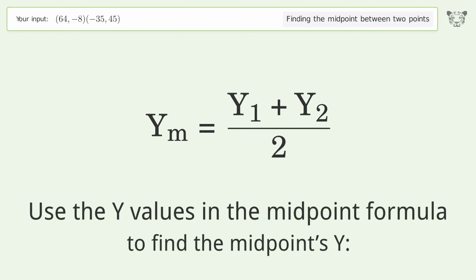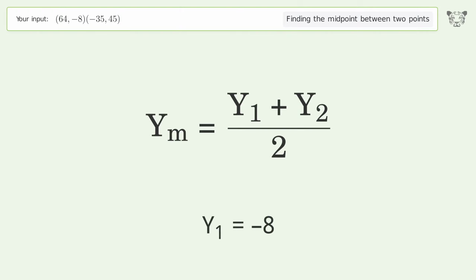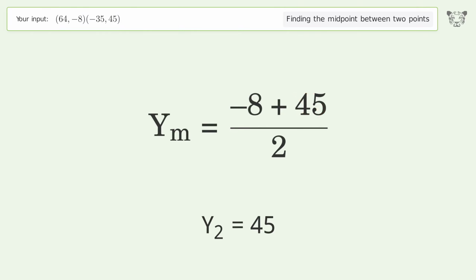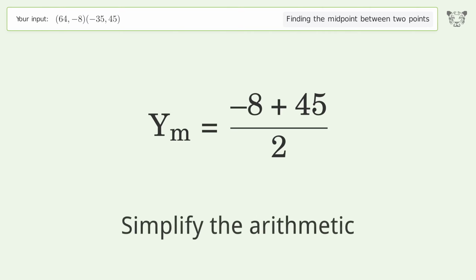Use the y values in the midpoint formula to find the midpoint's y. y1 equals -8. y2 equals 45. Simplify the arithmetic.